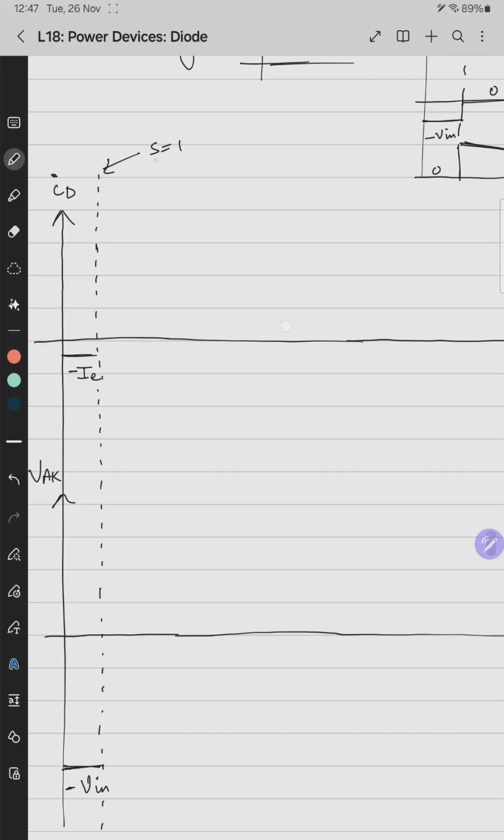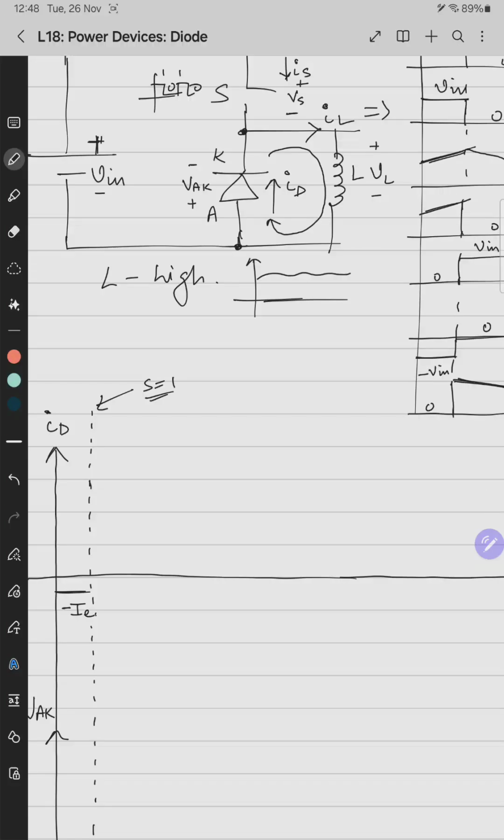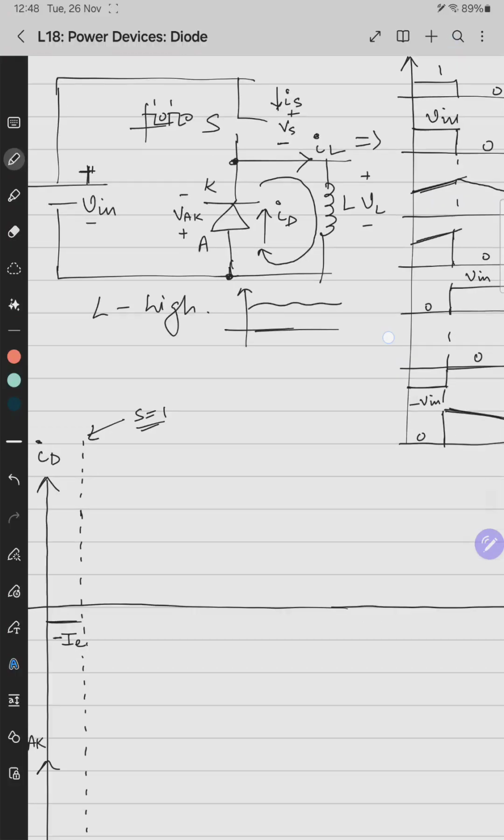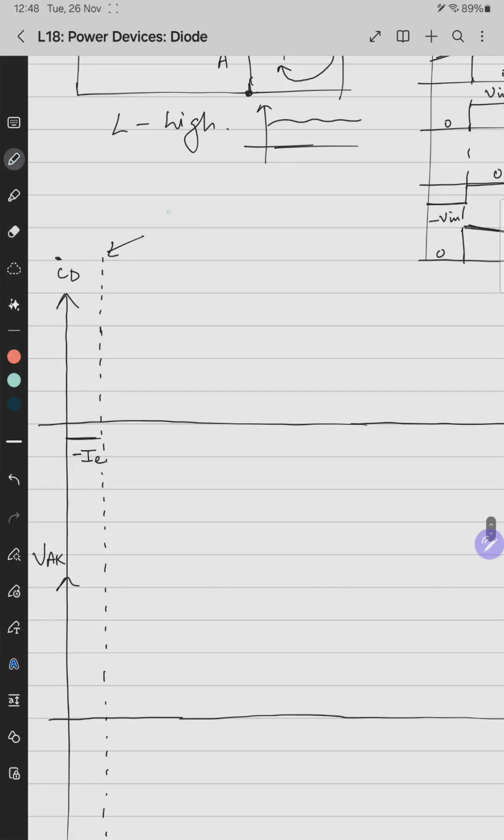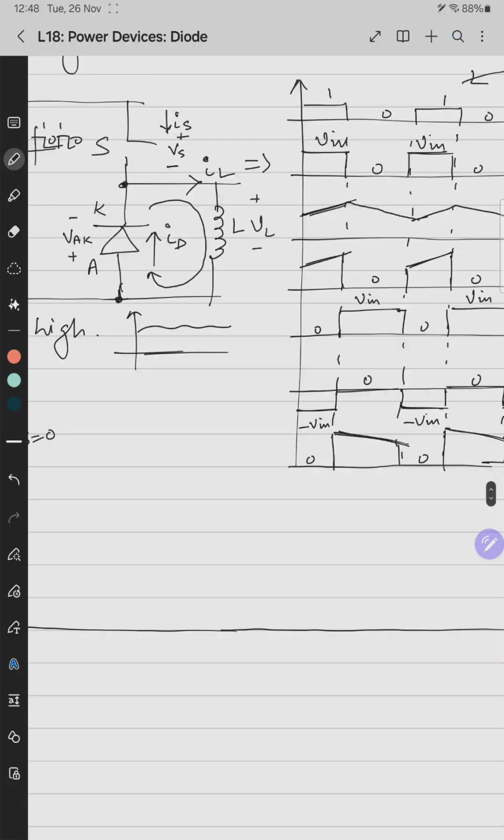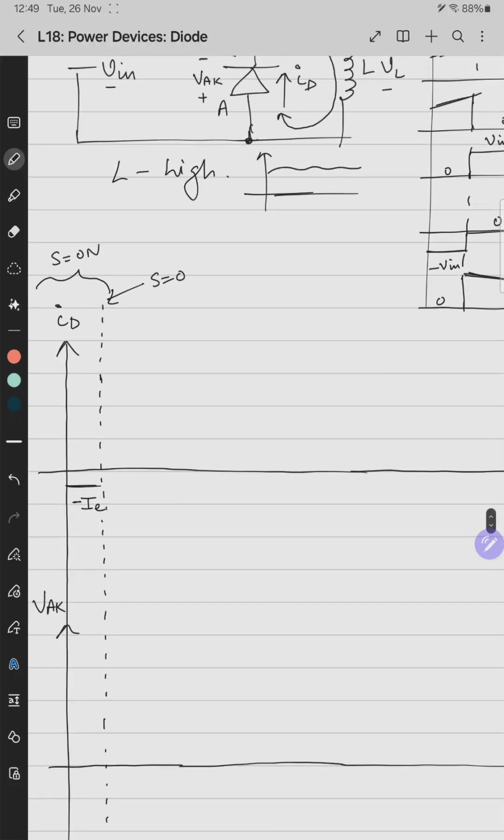Okay, so let's see how the characteristics, or how ID and VAK, vary with respect to time. So at this moment S equals 1, the switch is turned on. What happens when the switch is turned on? Ideally the diode has to be reverse biased. Actually, there is a mistake here. S equals 0. It means that the previous steady state was that the switch is on. So the switch is on. Now S equals 0 command came.